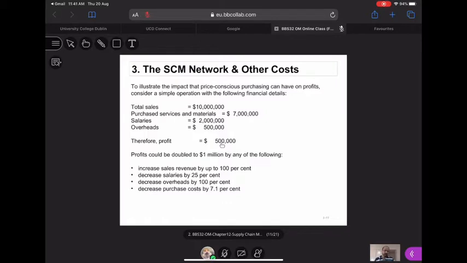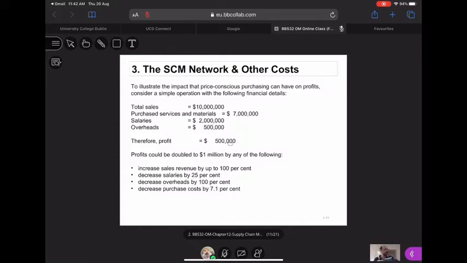So now let me teach you how this company maybe can double their profit. Their current profit is 500,000. Let me tell you how they can double their profit plus another 500,000 and make $1 million profit. They can do any of the following. One way they can double this profit from 500,000 to 1 million is to increase sales revenue by 100%. Which means instead of doing sales of 10 million, they do sales of 20 million. So 20 million minus 14 million minus 4 million minus 1 million will be equal to 1 million.